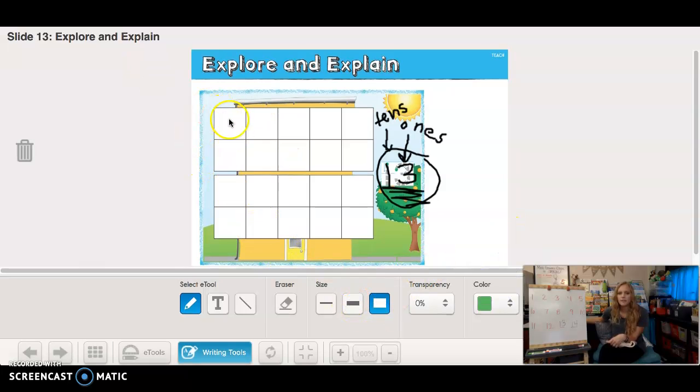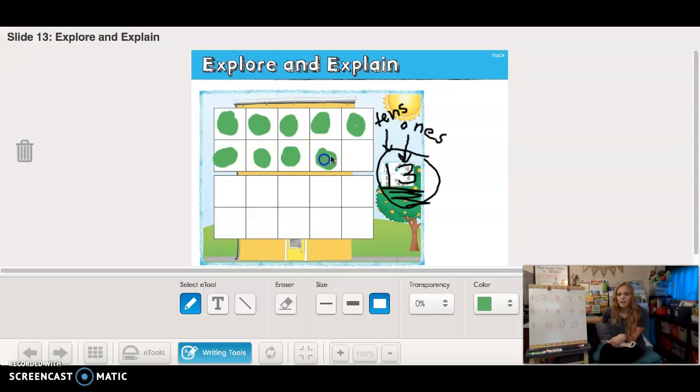All right, count with me and draw on your page. 1, 2, 3, 4, 5, 6, 7, 8, 9, 10, 11, 12, 13. Remember that problem we just did was 12, so that was a 10 frame and then 2. So now we have a 10 frame and 3, so that's how we make 13.